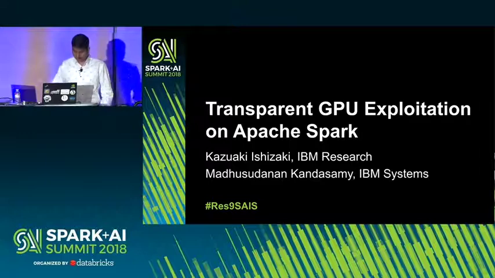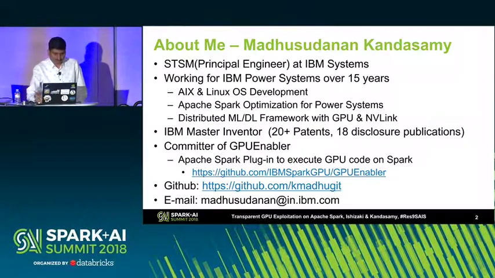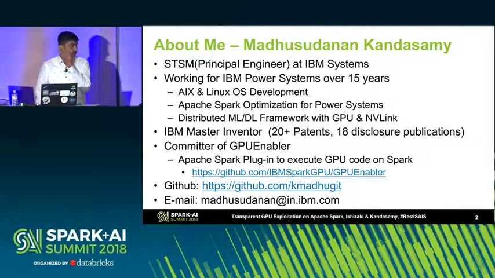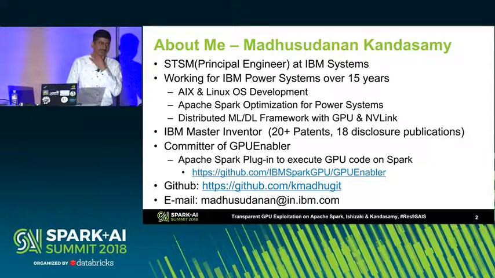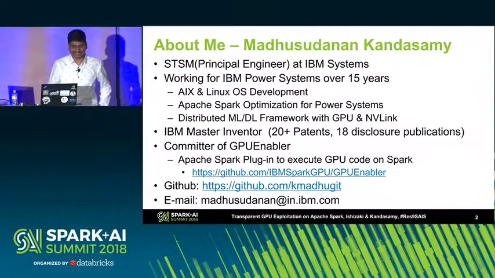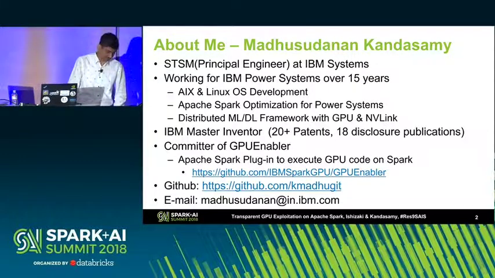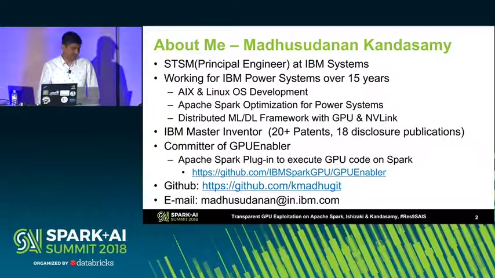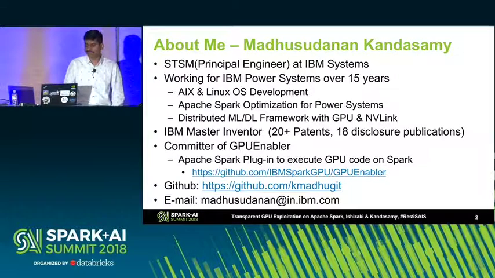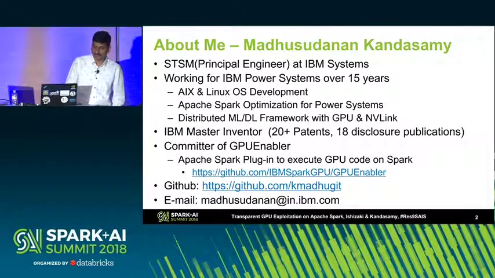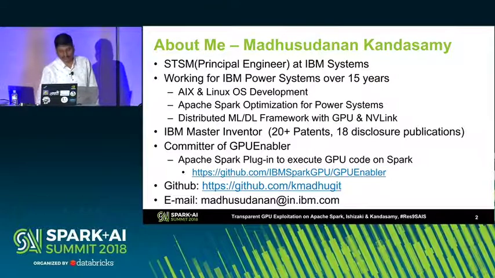Okay, so about me. I'm a principal engineer at IBM Systems. I have a long career in operating system development, mostly on AIX and Linux kernel development. Then I moved to the big data side, working on optimizing Apache Spark for Power Systems. So this work item is actually a result of that activity. And currently I'm focusing on distributed deep learning and machine learning workloads for Power Systems, exploiting GPU and NVLink. I'm also a committer for the GPU enabler, the package which we are going to deep dive into today. My contact details are here, my GitHub and email IDs.